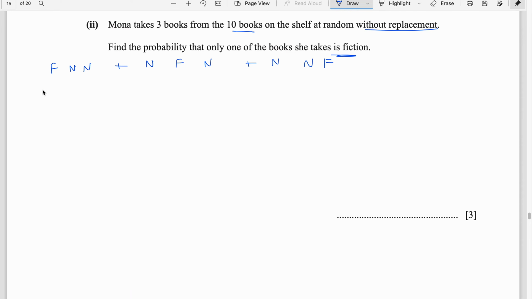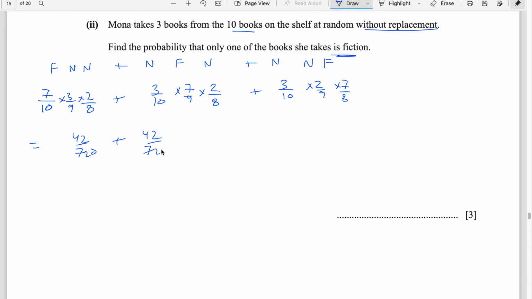And write it carefully. If it is fiction first, that is 7 by 10. Non-fiction, we have 3 into 3 by 9, the total is reducing. And you've already taken 1, that is 2 by 8. For the next, 3 by 10 into 7 by 9 into 2 by 8. Next one, 3 by 10 into 2 by 9 into 7 by 8. Gives you 42 by 720 for each of them. Ultimately resulting in 7 by 40.